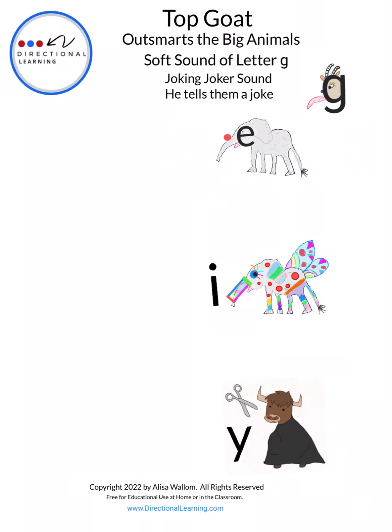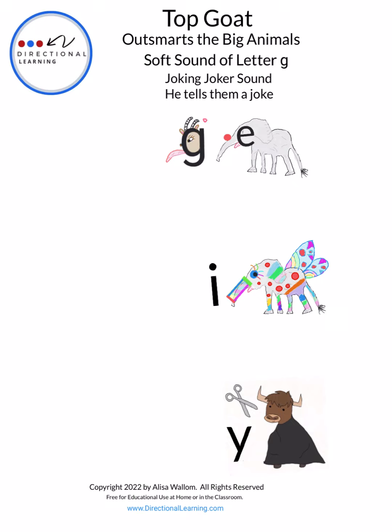So I'll simply replace the cat with the goat. Now notice the goat is next to the elephant. Well, when the goat's next to the elephant, the goat becomes nervous because there's a big animal next to him and he's not quite sure what to do. But then he gets this idea. So he says, I know what I'm going to do. I'm going to tell that elephant a joke. So that's what he does.